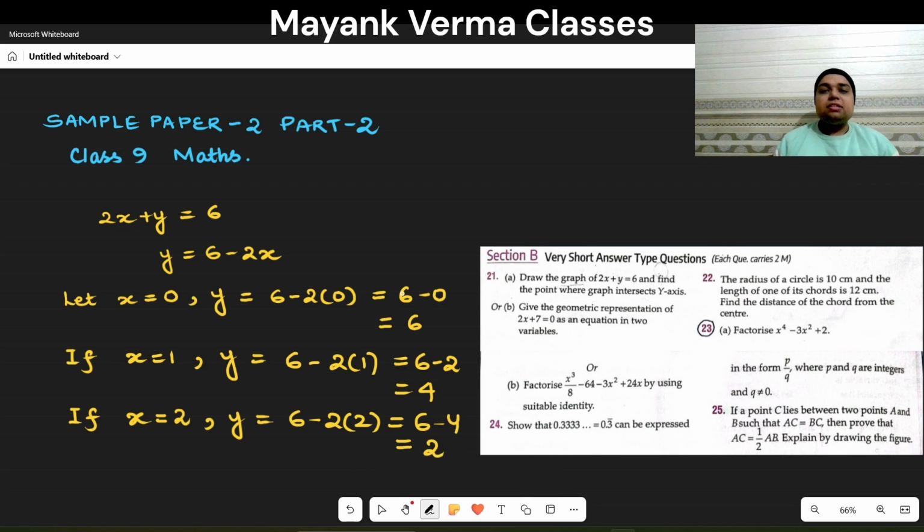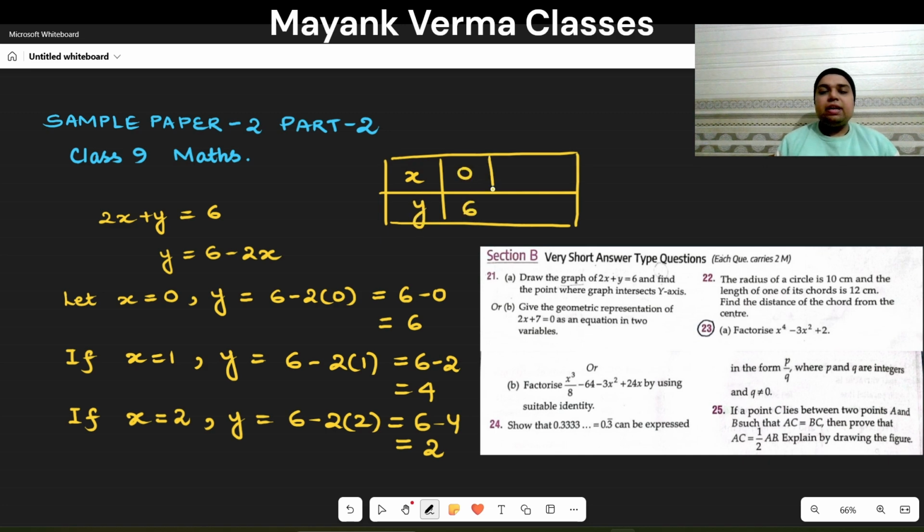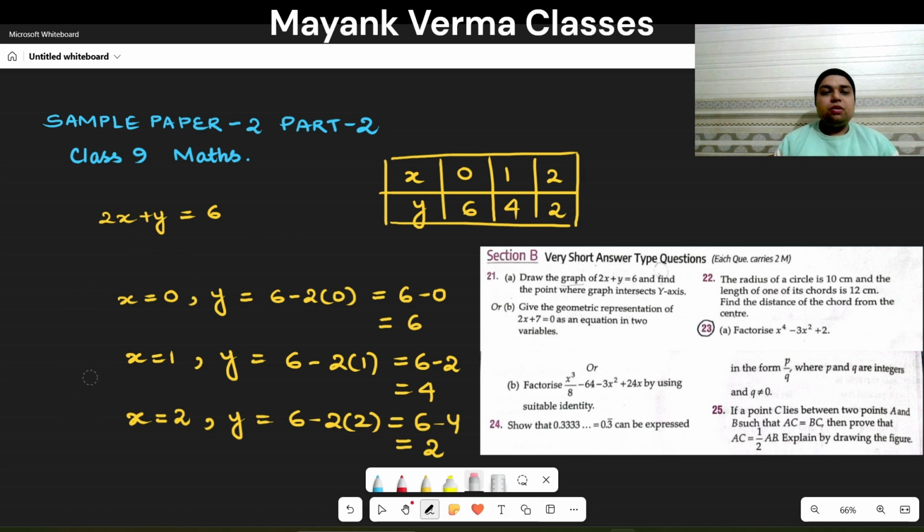So we get some values of x and some values of y. These are the values of x, y. When x is 0, my y is 6. When x is 1, y is 4. And when x is 2, then y is 2. So now we are going to draw the line of this graph.